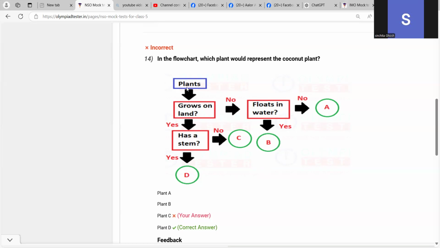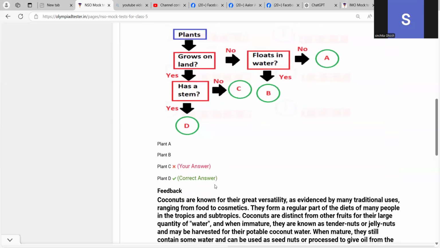But it is saying D. Why do plants that grow on land have a stem? D. Because the coconut plant grows on land, it has a stem, so obviously it will be D. It was very simple.